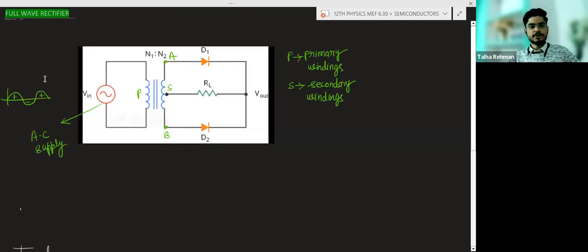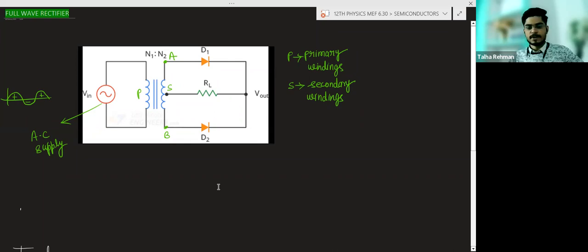Now the full wave rectifier. So the theory you can write: when A will be positive, this will be forward biased and this will conduct. Okay, and when B will be positive, this will conduct. So during the positive half cycle also we will get the output, and during the negative half cycle also we will get the output. Okay, now take the screenshot.